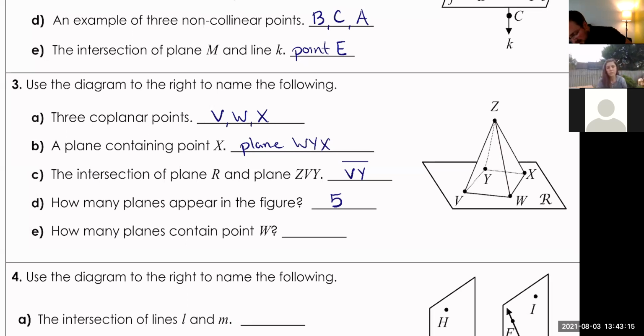How many of those planes contain the point W? 3. Yep. So the base, plane R, contains it. And then the 2 sides nearest us on that pyramid also contain it. So VWZ and XWZ, those 2 planes contain it. So does plane R.